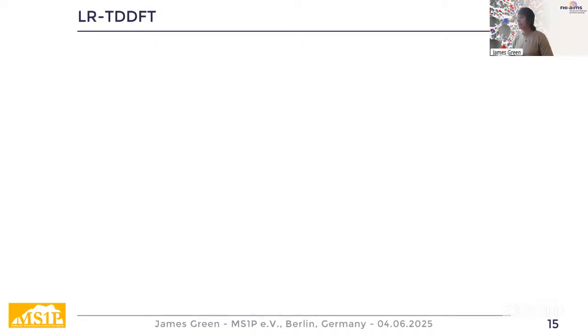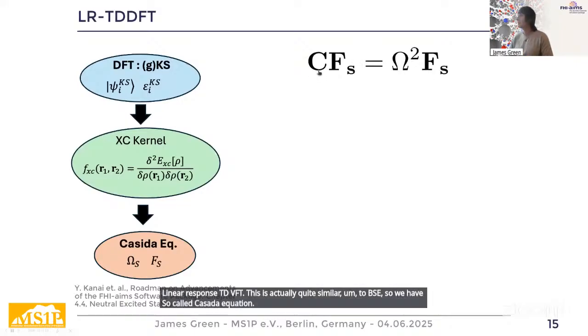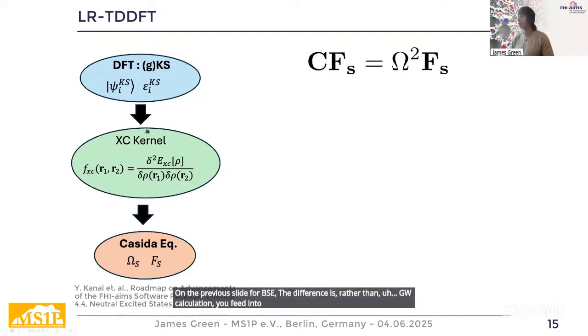Linear response TD-DFT. This is actually quite similar to BSE. So we have the so-called Casida equation, where this matrix C resembles essentially the same as this A and B matrix that I showed on the previous slide for BSE. The difference is, rather than a GW calculation, you feed into it an exchange correlation kernel.